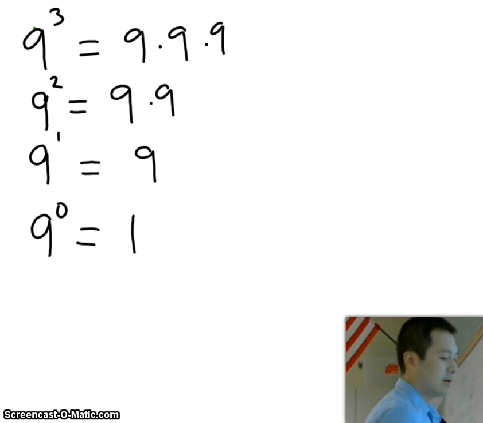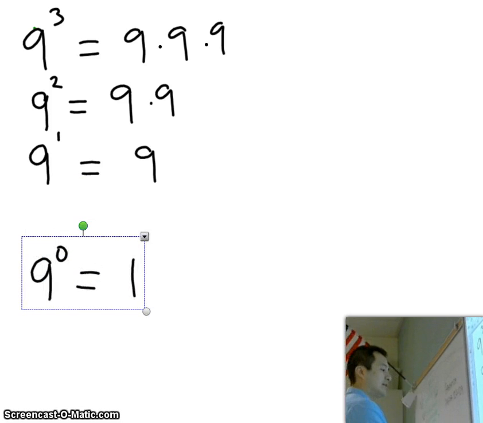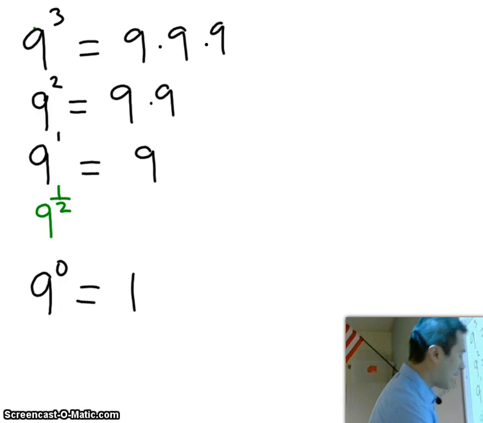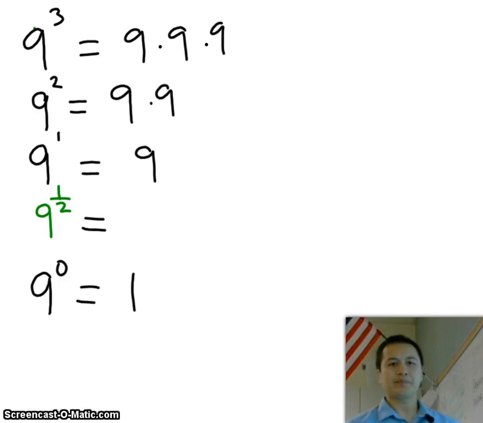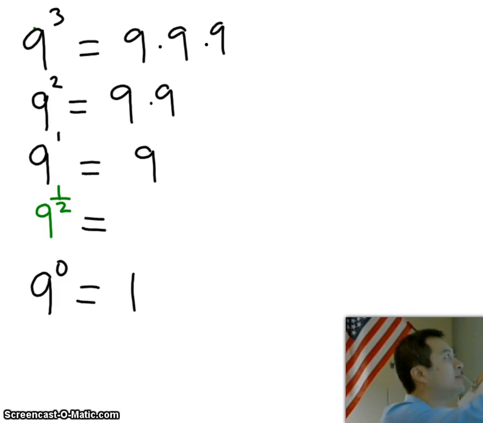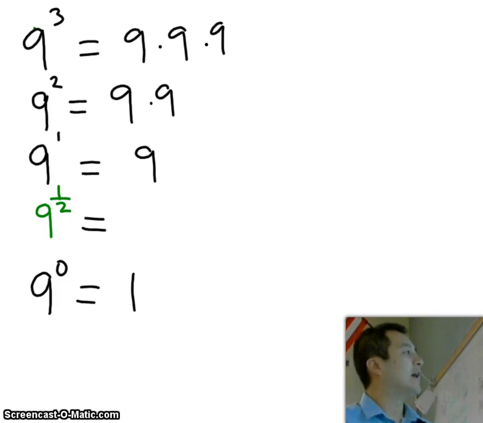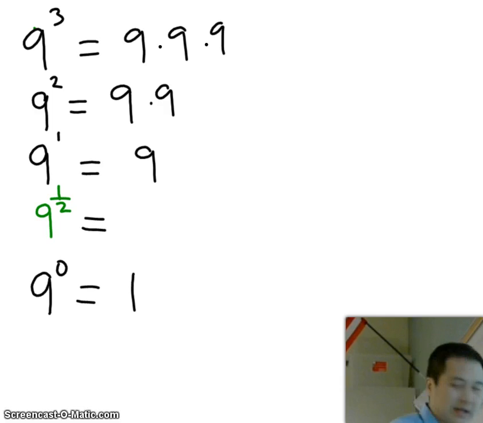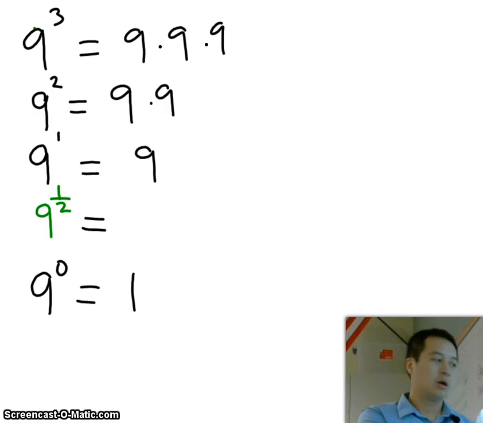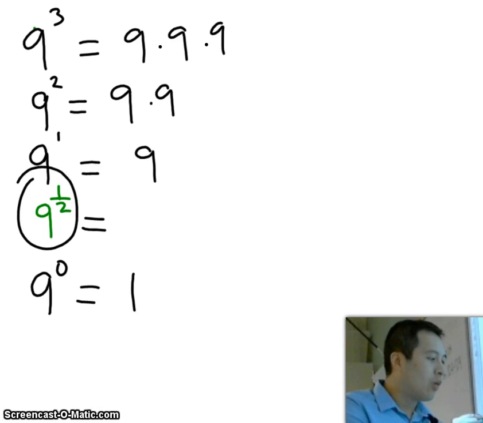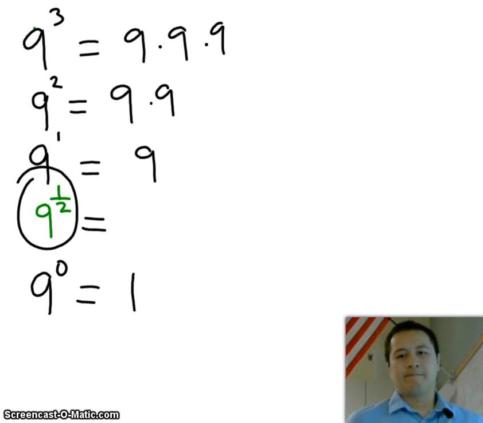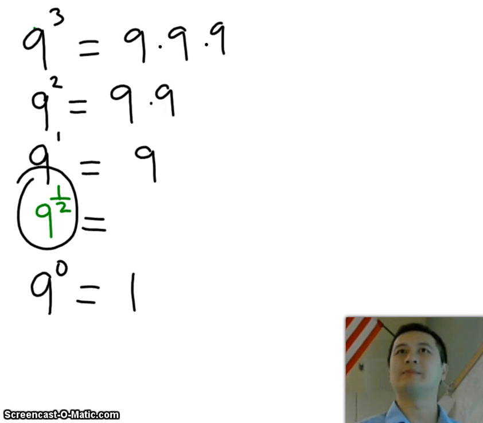so what does this mean right here? 9 to the 1/2. I want you to sit and think about it for a while. If this means make 3 9s, if this means make 2 9s, if this means make 1 9, what does this mean? This means make 1/2 of 9. Think about that for a second. What does 1/2 of 9 really mean, right?